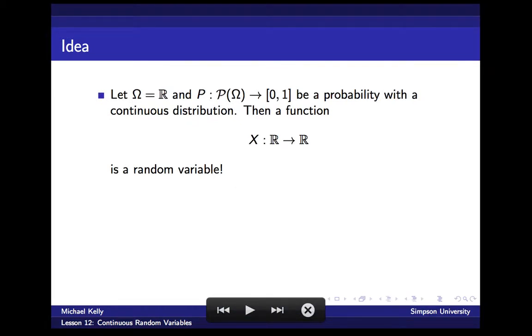So remember that a probability is the map from the subsets of omega to the interval 0 to 1, and a random variable is a function from omega to the real numbers. Whenever we're looking at a continuous random variable or a continuous distribution, we're letting omega equal the real numbers. So a random variable in this case is just a function from R to R, which is the sort of function you're used to dealing with from high school. So these are just real valued functions. For example, like f of x equals x squared or something would be like a random variable in this case.